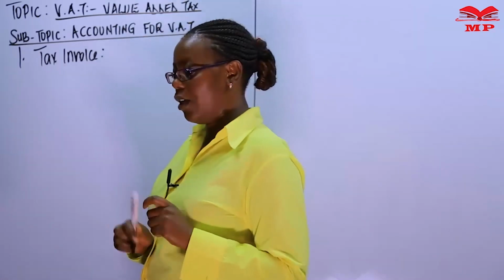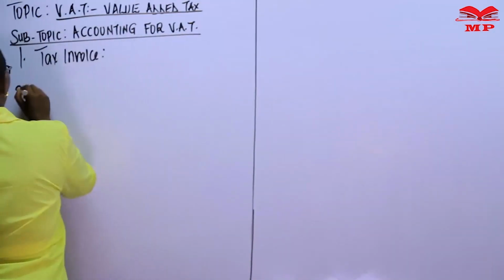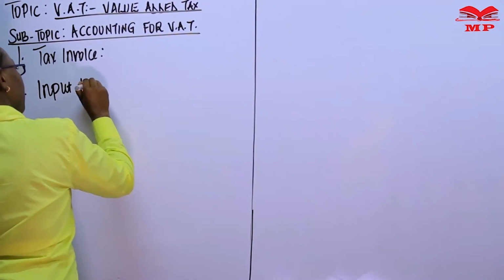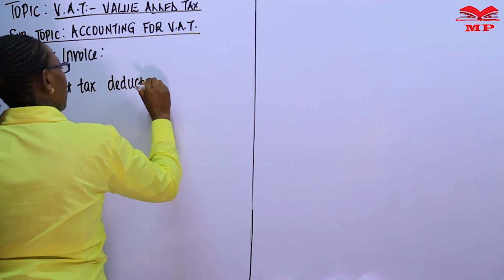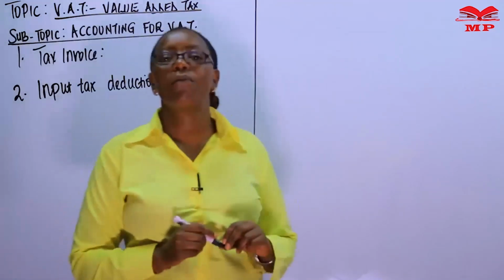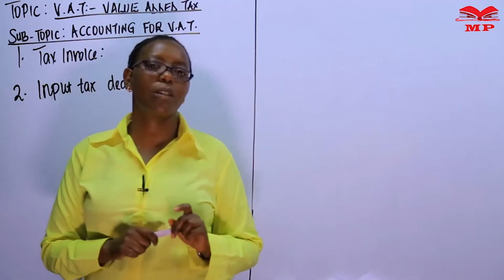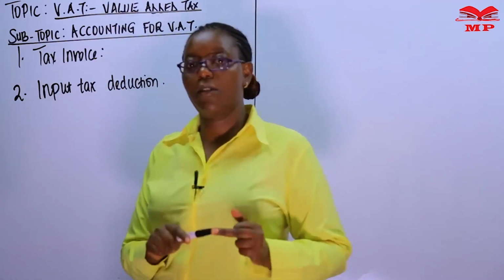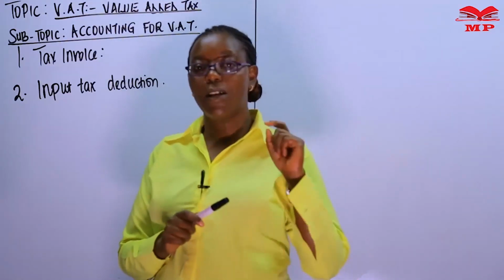Then the other thing you need is input tax deduction. Now, input VAT is VAT that you pay to your suppliers on taxable supplies. Supply can either be goods or services, so long as it is within the scope of VAT. It is a taxable supply.